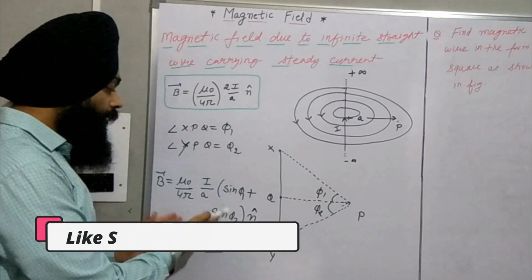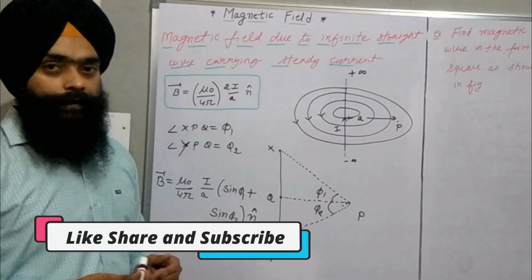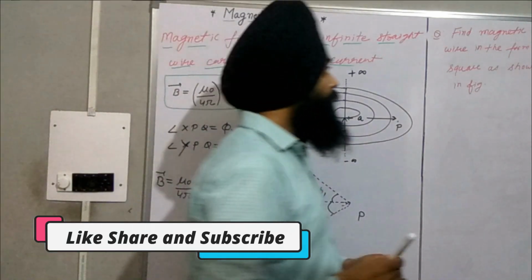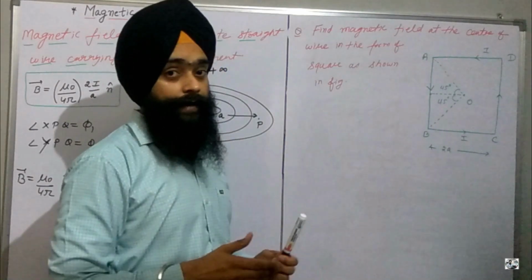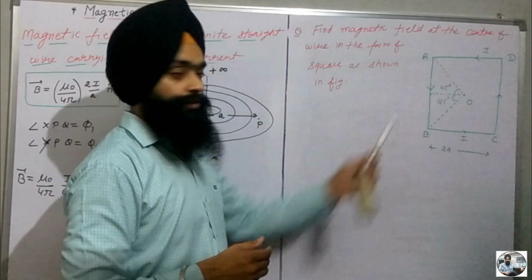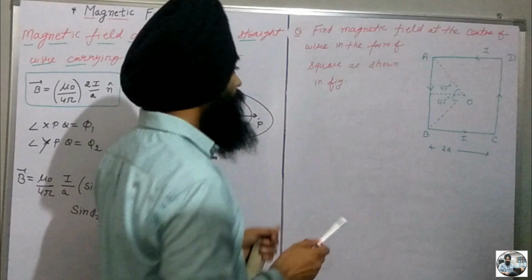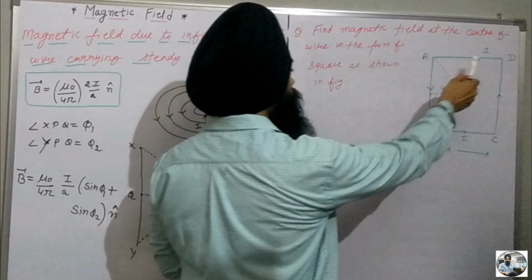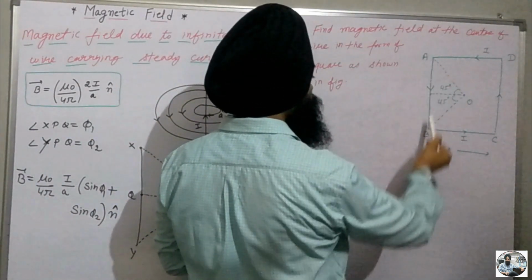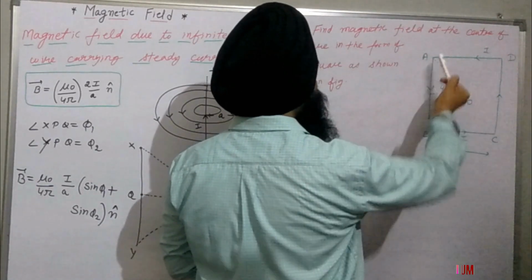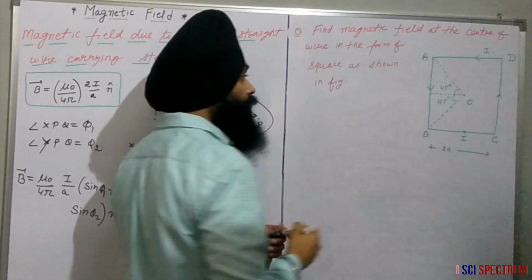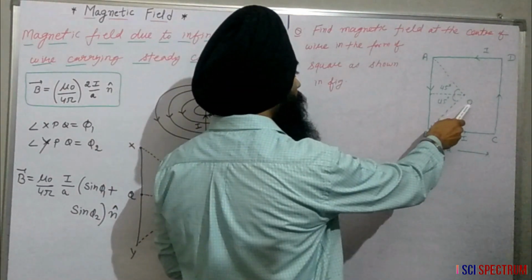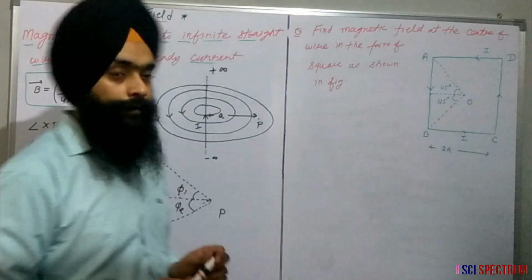So on the basis of this expression, we can take an example here. Find the magnetic field at the center of the wire, where the wire is in the form of a square as shown in the figure. Here we are given a square through which the current I is passing in this way and the side of the square is 2a. We have to find the value of the magnetic field at the center of the square.